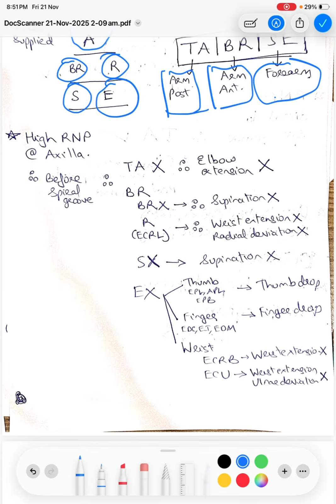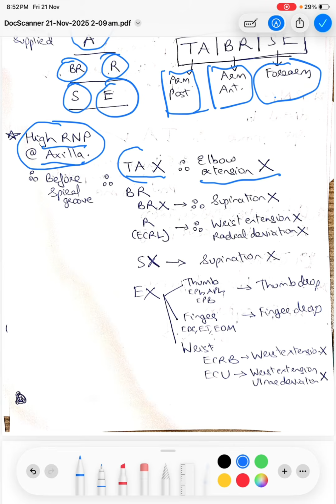Now what we are going to understand, the sites of injury and the function based on it. Making sense? We are going to understand the sites of injury and the loss of function based on it. Okay, so whenever there is high radial nerve palsy at the axilla, before entering the spiral groove, obviously all the supply is gone. Okay, so triceps and anconeus supply is gone, so elbow extension is gone. First we are going to discuss about the motor component only. In the further slides we are going to discuss about the sensory supply as well. Okay, but not to confuse, let us discuss about the motor first.